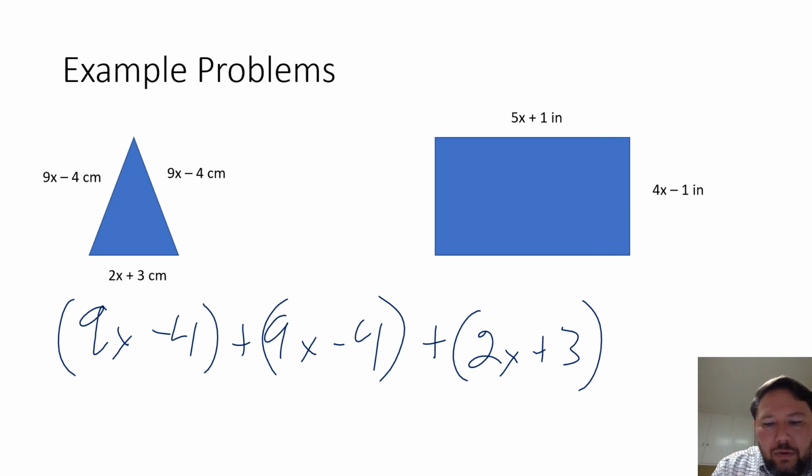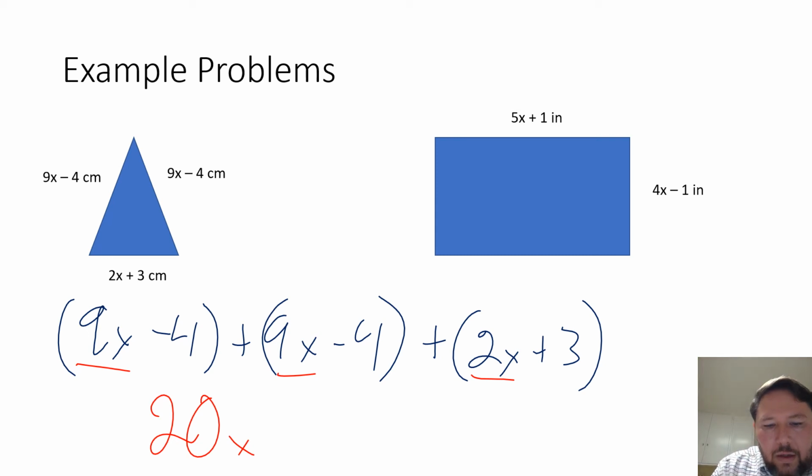Okay, so now I'm going to look for like terms. 9x, 9x, 9x. It's all positive. 9x plus 9x plus 2x. So 9 plus 9 is 18, plus 2 is 20x.